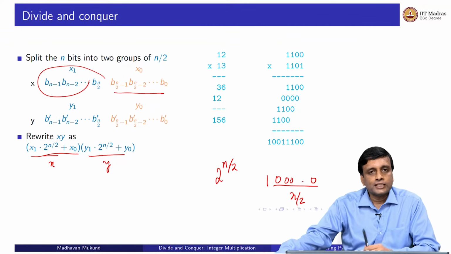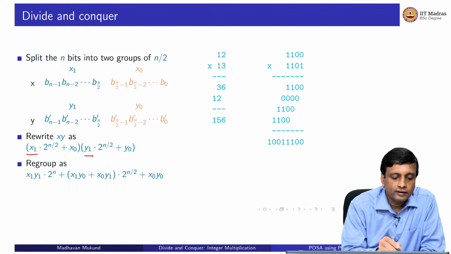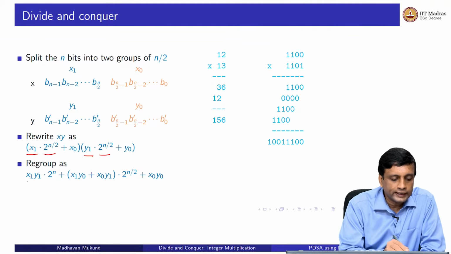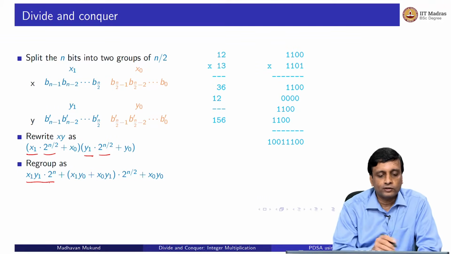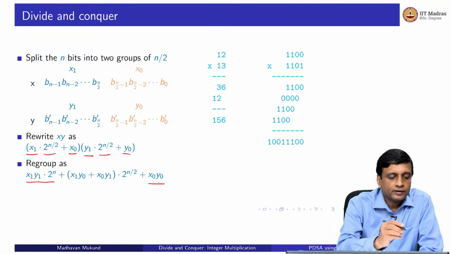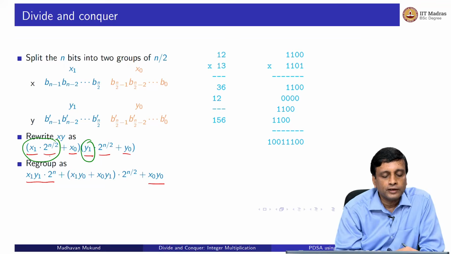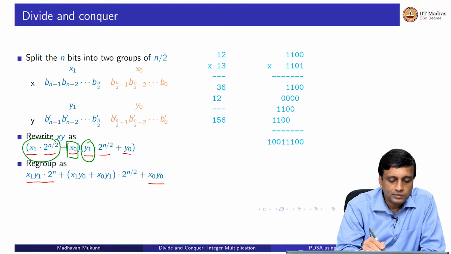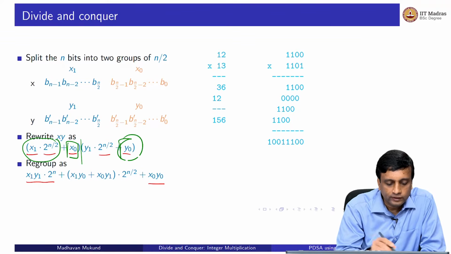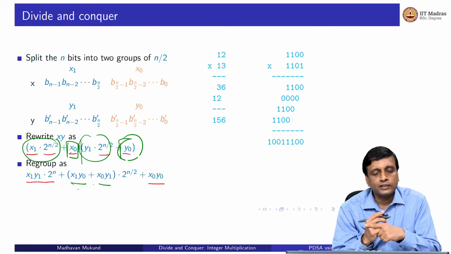So now if we expand this out, we get x1 times y1 times 2 to the n by 2 times 2 to the n by 2. So I get x1 times y1 times 2 to the n. On the right I get x0 times y0, and then I have these two terms: I have x1 times y0 times 2 to the n by 2, and I have x0 times y1 times 2 to the n by 2. So I have these two cross terms, which are shifted by n by 2.